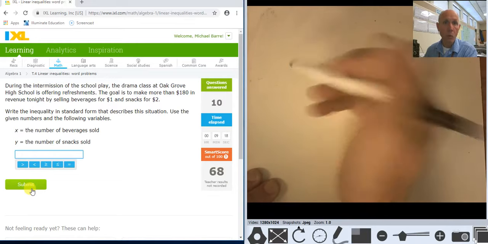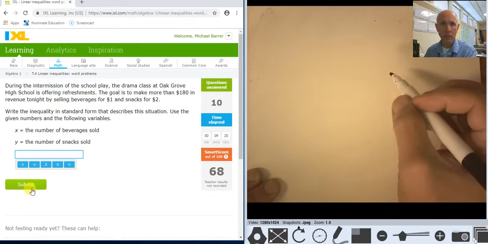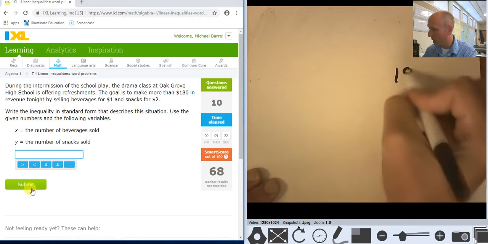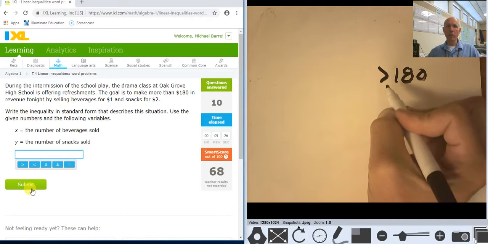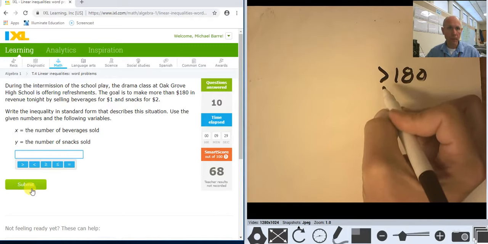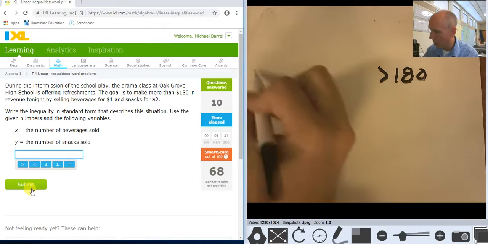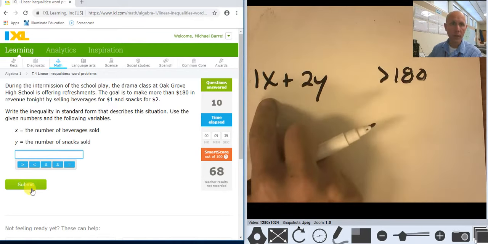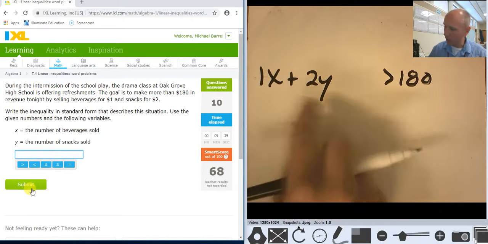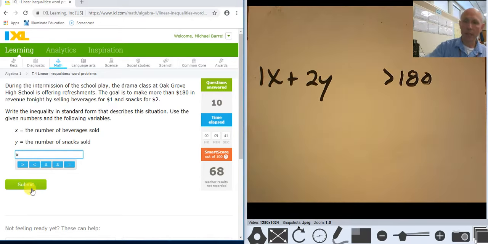The goal is to make more than $180, so it's 180, but I have to be more than that, not greater than or equal to, but more than that. Beverages are a dollar, so 1x, and snacks are two, so $2 times the number of snacks. So x plus 2y is greater than 180.